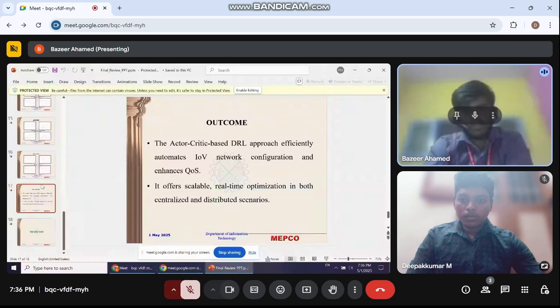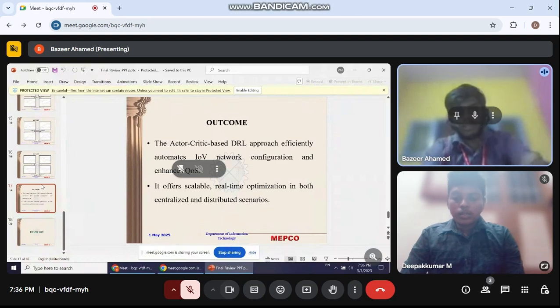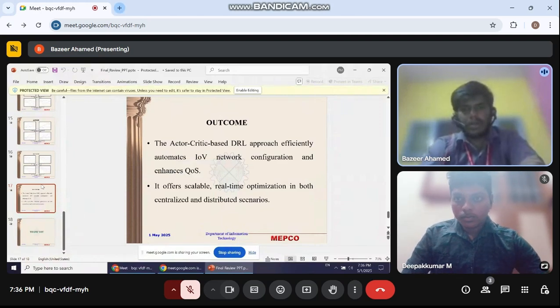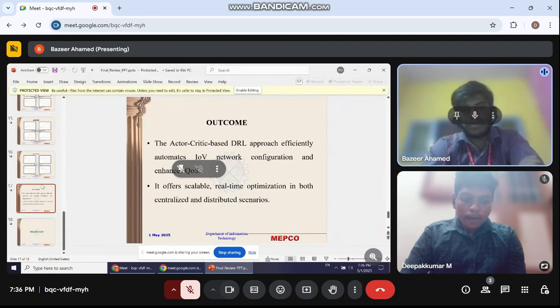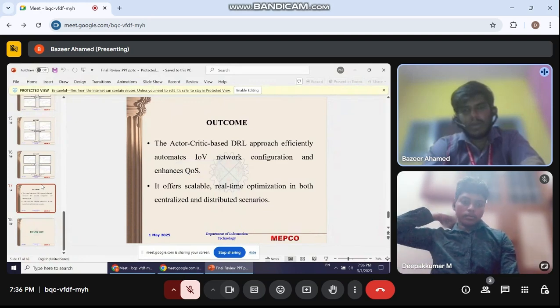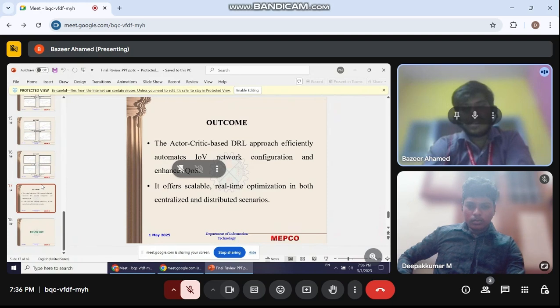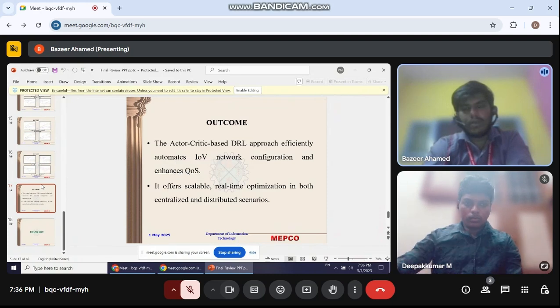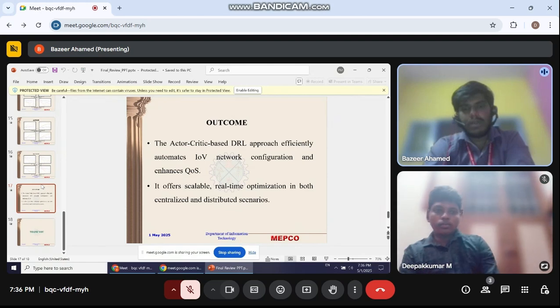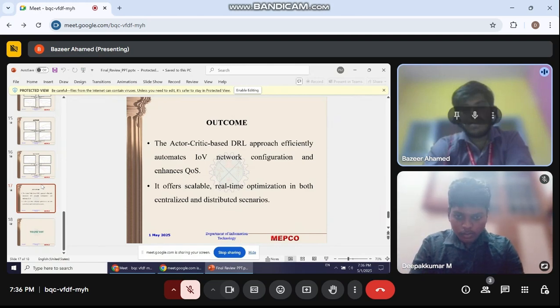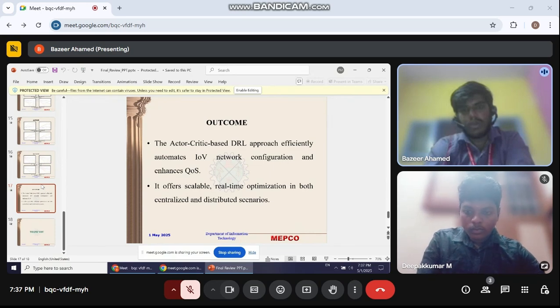Here is the conclusion of the outcome of the algorithm. Depending upon the RL-based algorithm, we have used the Actor-Critic RL approach effectively to automate the IoV network configuration. With this approach, we see slightly increased quality of service between the vehicles, data rate, transmission power, end-to-end delay, and packet delivery ratio. These are the four factors which increase slightly compared to the last approach, deep neural networks. So the Actor-Critic RL-based approach is a little more optimized.